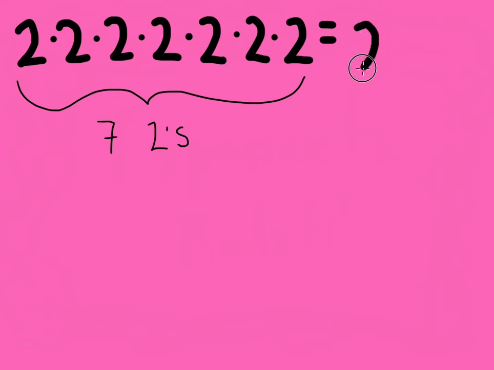So let's say I have 2 times 2 times 2 times 2 times 2 times 2, let's count, times 2. That should be 7 2's, and we're multiplying all those 2's together. Wouldn't it be nice if there were a shorthand that we could use in terms of notation for how to write 2 times 2 times 2 times 2, etc. 7 times? Well, this is that notation, exponent notation.